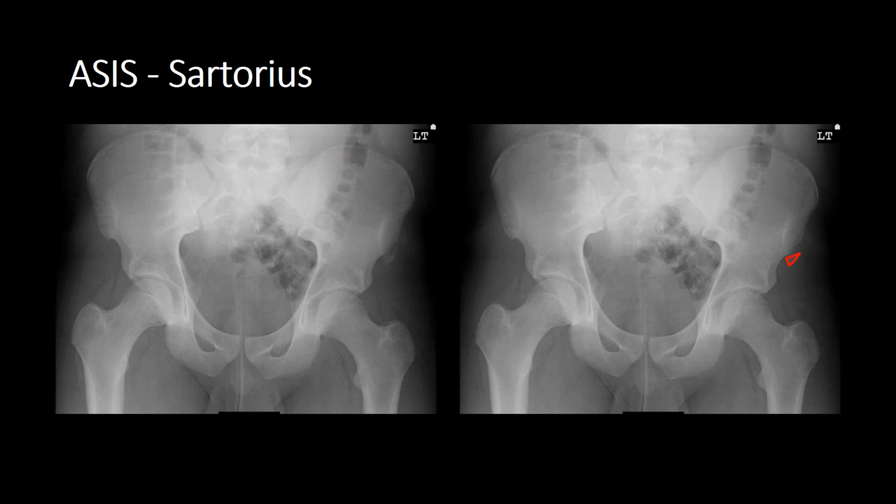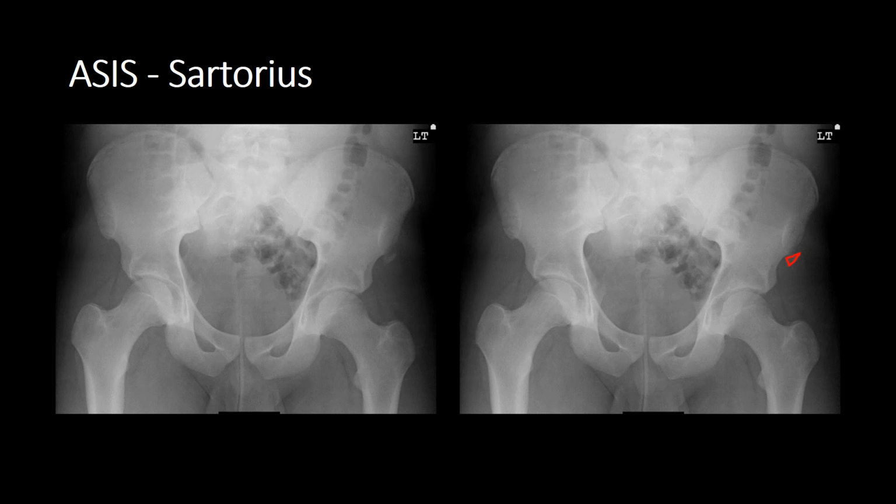So remember, we always compare opposite sides because that's really helpful, and you can see that the anterior superior iliac spine on the right is clearly not detached. There's a smooth cortical line without evidence of disruption, and yet on the left we can actually see that it has been slightly pulled away from the adjacent host bone, consistent with an avulsion fracture.